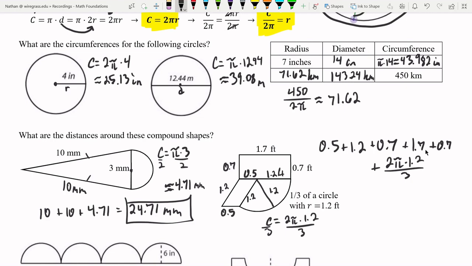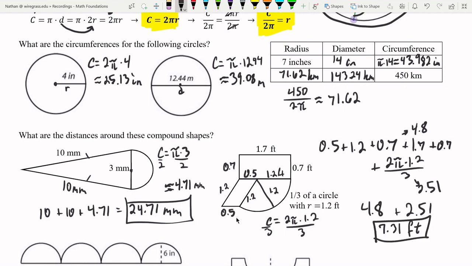Okay, let me add up this portion here just to get a number there. This is all 4.8. And then 2 times pi times 1.2 divided by 3 is 2.51 feet. So in total it's going to be 4.8 plus 2.51. I'm getting 7.31 feet approximately, right? Because this is approximate. That is the distance around this shape.